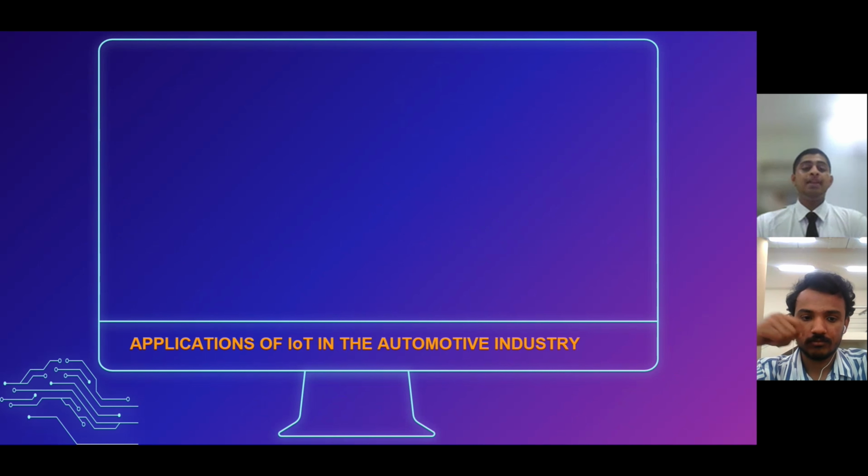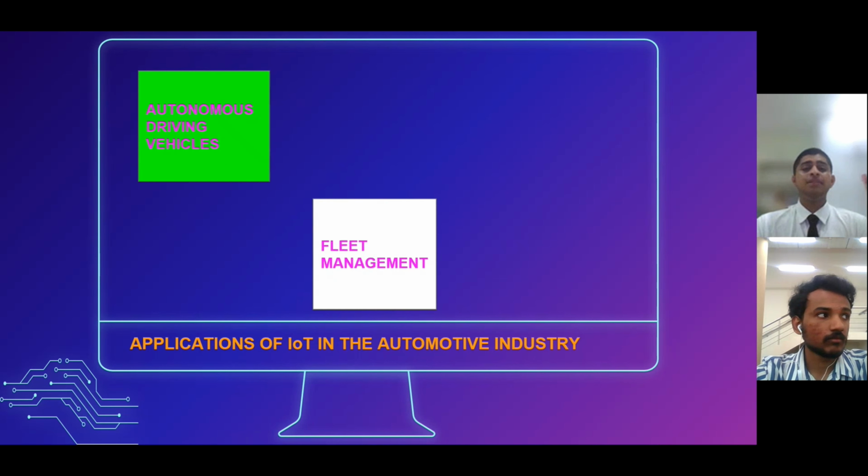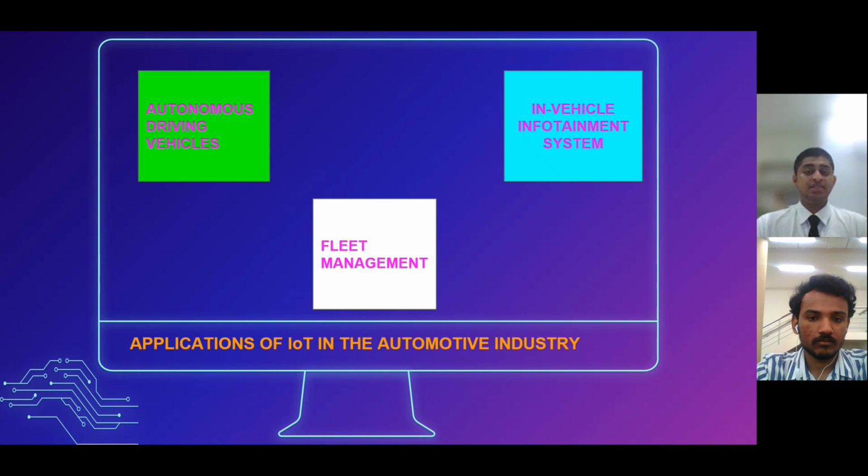Moving on, the main element of the slide, which will be the applications of IoT in the automotive industry. We have given 3 applications here, but there are many more, but we felt that these 3 applications are the major ones. Firstly, we have autonomous driving vehicles or self-driving vehicles. Next is fleet management, and finally, in-vehicle infotainment system.